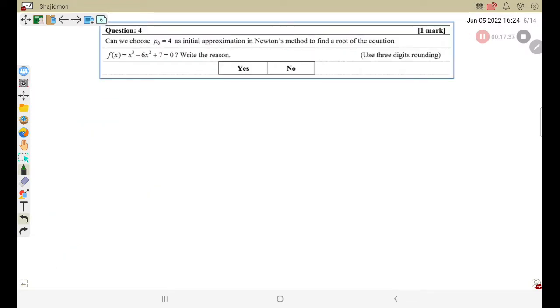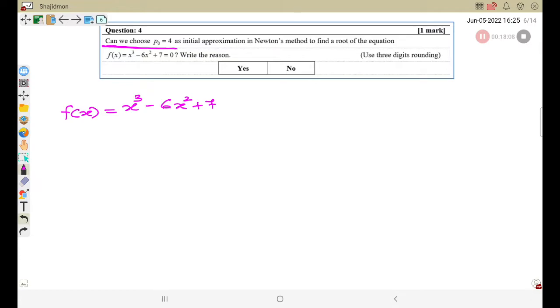Now we will go to the fourth question. What is the fourth question? Can we choose P0 equal to 4 as the initial approximation in Newton's method to find a root of the equation? One equation is given: f of x equal to x power 3 minus 6x power 2 plus 7 equal to 0, correct? Can we choose P0 equal to 4 as the initial approximation by Newton's method? That is the question.